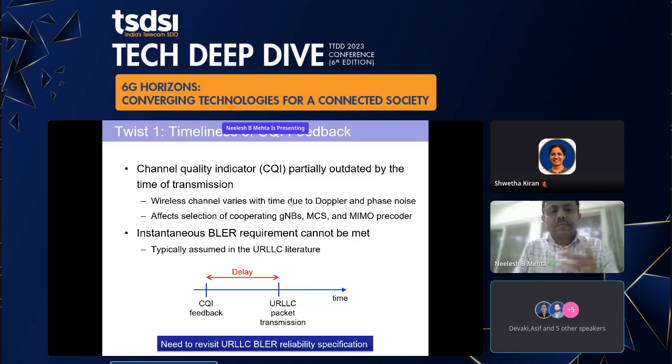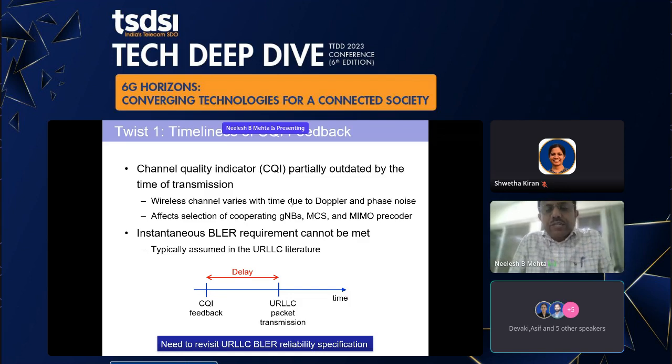essentially, because your estimates are partially outdated, your decisions about who should cooperate, what the modulation coding scheme should be, if you're using MIMO, what the precoder should be, all of them become suboptimal because, well, you don't know what the channel is. And in fact, on a more fundamental level, typically in URLLC, till now I've been saying block error rate requirements.